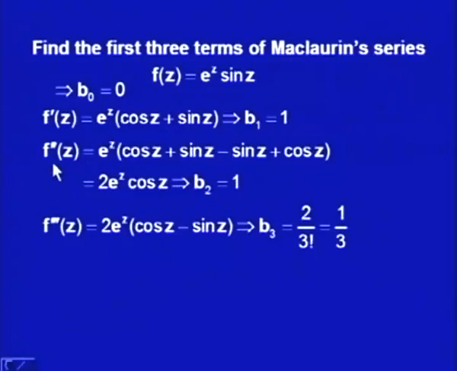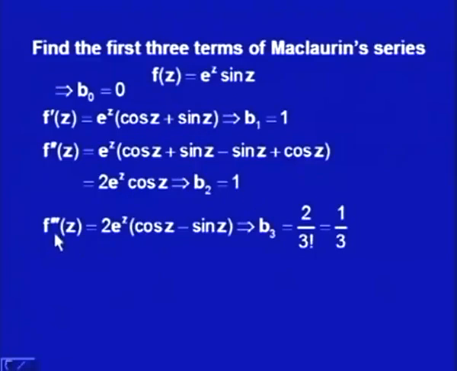Differentiating this again gives me the second derivative, and it is e^z into (cos z plus sin z) plus e^z times the derivative of (cos z plus sin z), that is minus sin z plus cos z, and putting z is equal to 0 gives me 2 into e^z cos z, that implies that b2 is 1.